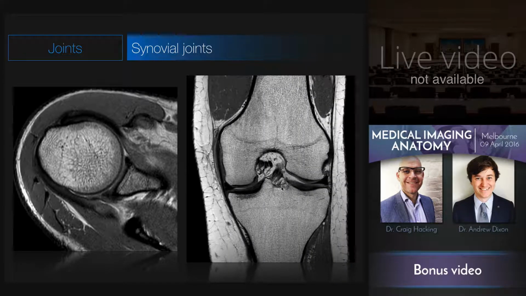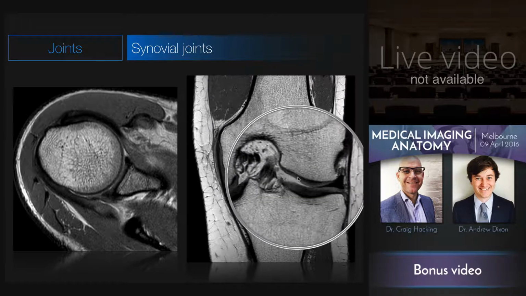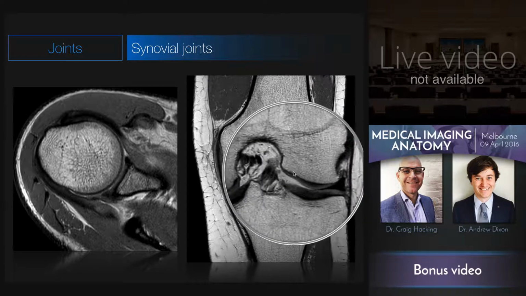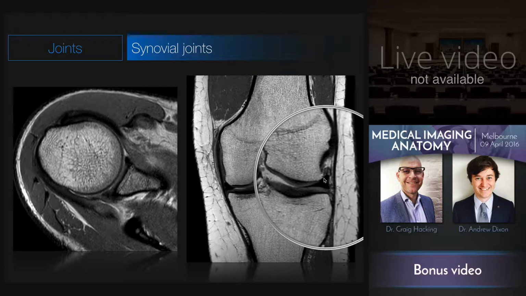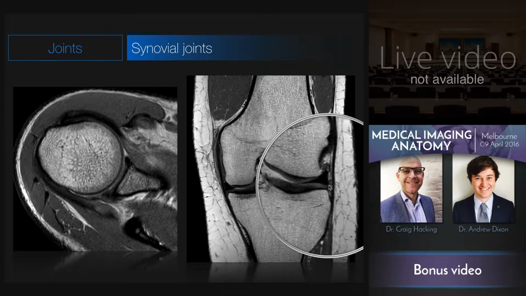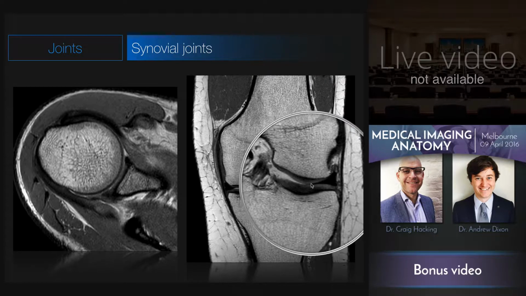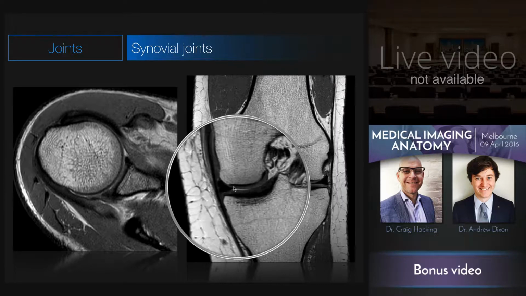I just want to emphasize the importance of understanding that synovial joints still contain cartilage. They're not cartilaginous joints. By definition, they are synovial joints, but they do contain cartilage. Not only do they contain the hyaline cartilage on their articular surface, here on the femoral condyle and the tibial plateau, but also fibrocartilage, often in the form of a cartilaginous disc here in the knee, the menisci.